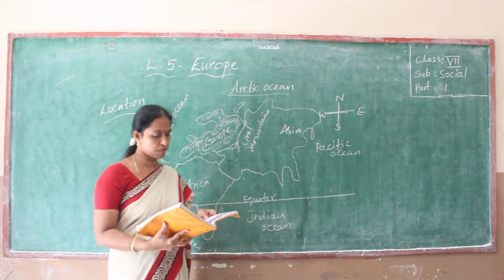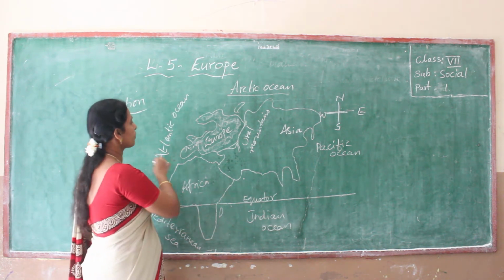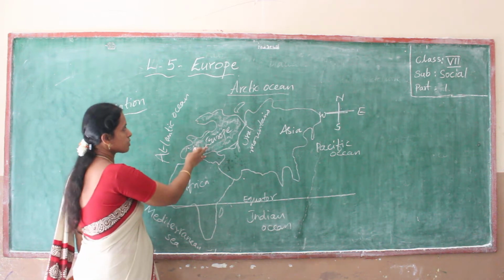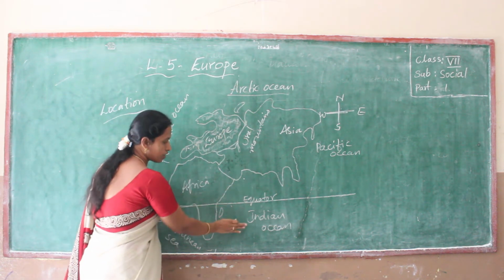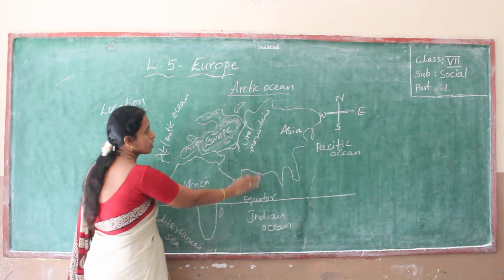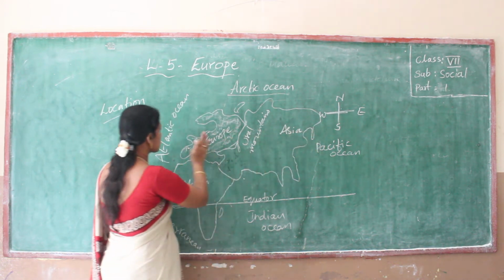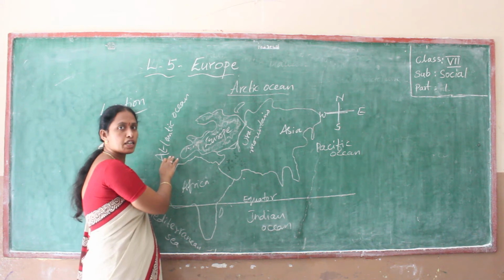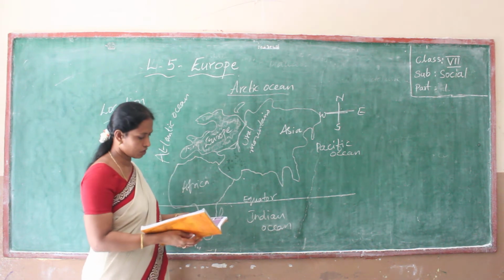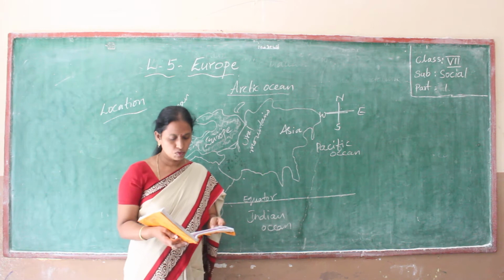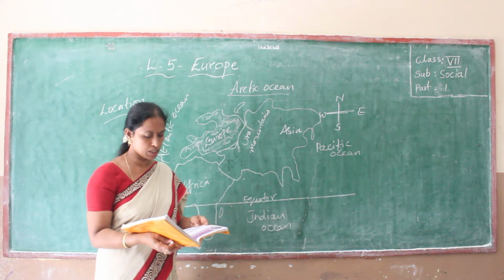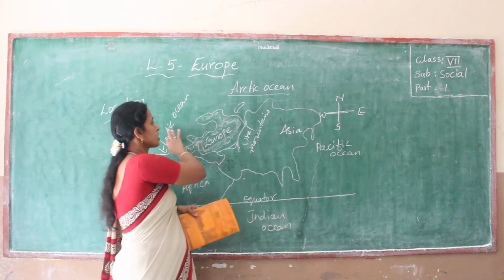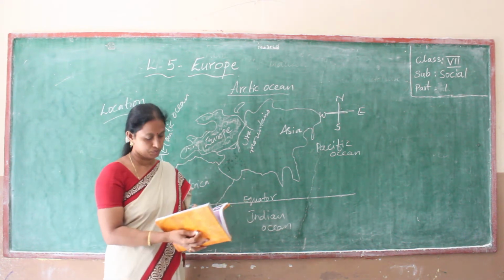Name the ocean to the west of Europe. Now identify which ocean is west of Europe. See, observe, this is north side and bottom is south and right side is east, left side is west. So what is the name of the ocean? Atlantic Ocean. West side, Atlantic Ocean. This ocean separates the two continents, Europe and North America.